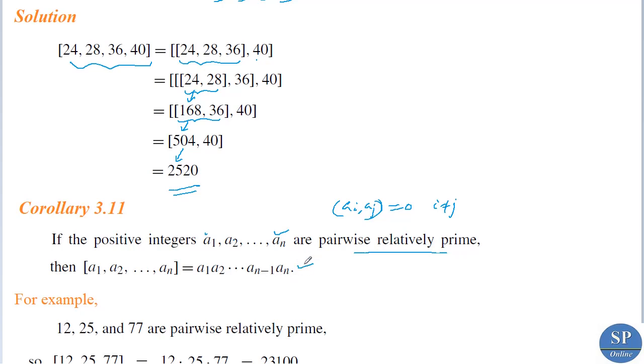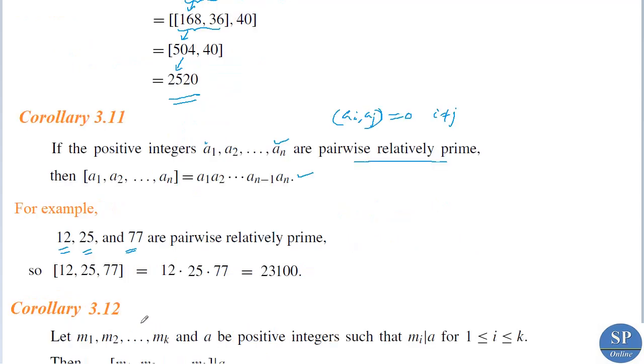For example, consider the numbers 12, 25 and 77, which are pairwise relatively prime because GCD of 12 and 25 is equal to 1, GCD of 12 and 77 is also 1, and GCD of 25 and 77 is also 1. So these three numbers are pairwise relatively prime. From the previous corollary, the LCM of these three numbers is equal to the product of these three numbers, that is 12 into 25 into 77, which is nothing but 23100. Now we have one more corollary.